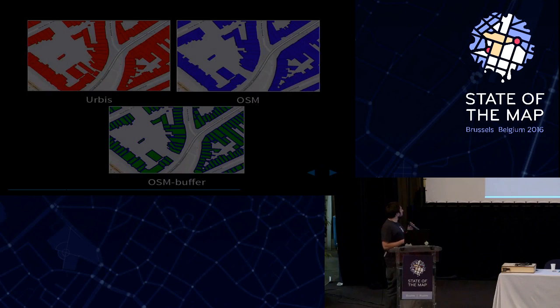The Urbis polygons are the red ones, the OSM polygons are the blue ones, and the buffer is the green one. And our question in PostGIS was to ask if every green polygon was in a red one, to detect if there are some missing polygons in Urbis or in OSM.